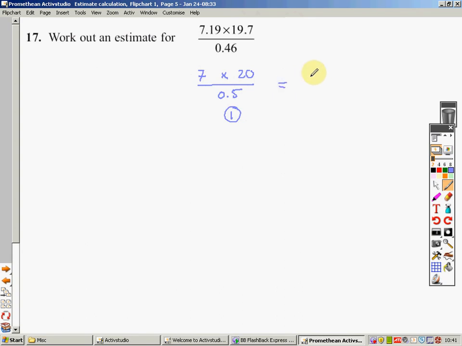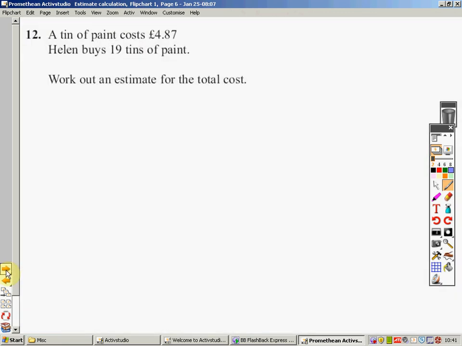7 times 2 is 14, so that's going to be 140 divided by 0.5. Well, dividing by 0.5 is the same as timesing by 2. So it's going to be 140 times 2, which of course is going to be 280. Job done. Second mark was there. Third mark was there. Very easy marks to get. Last one for you. Have a go at this and I'll talk you through it.